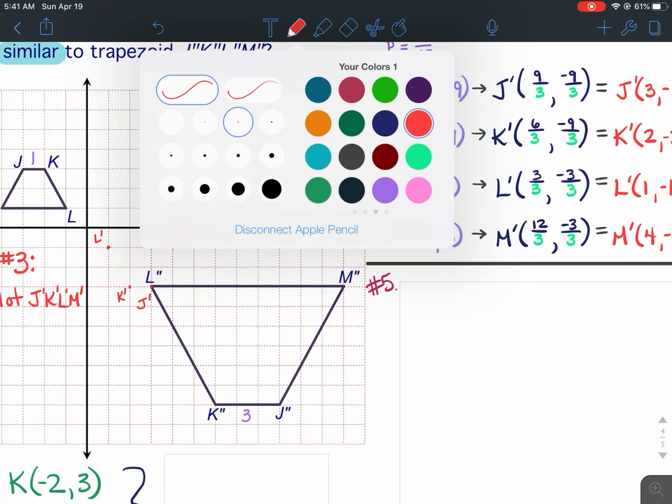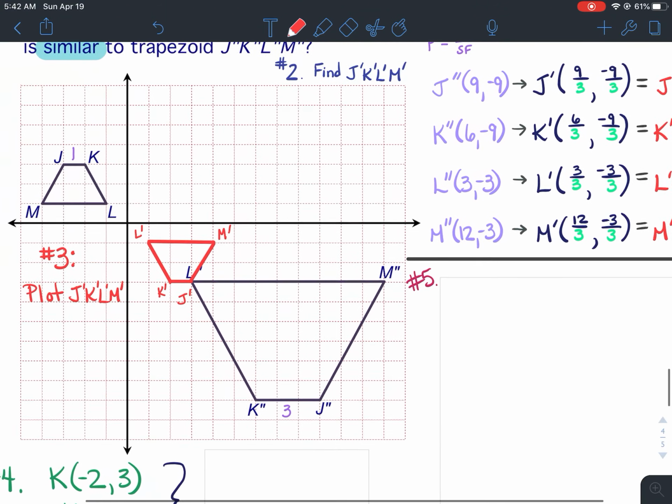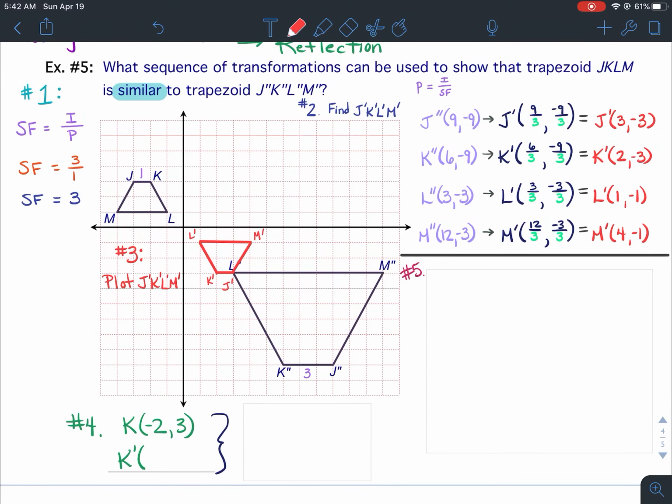Now I'm going to connect my points. Make sure your lines are straight. Okay. So that is step 3. Plot J prime, K prime, L prime, M prime.